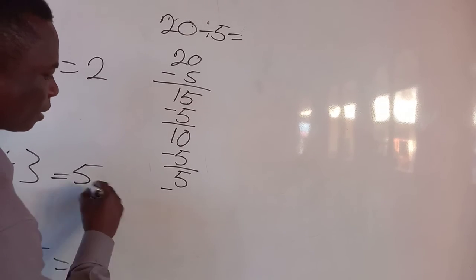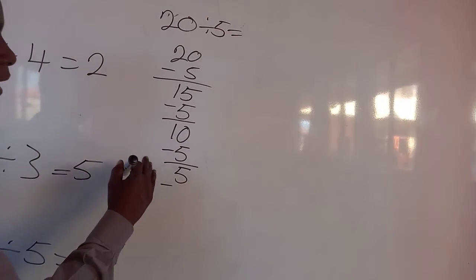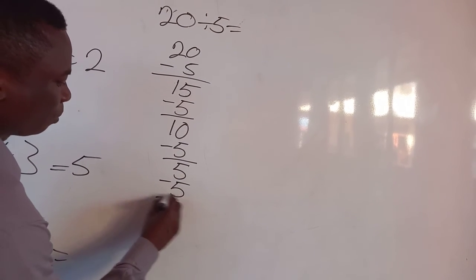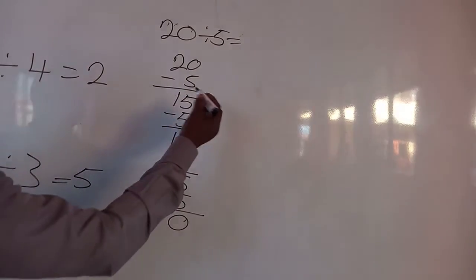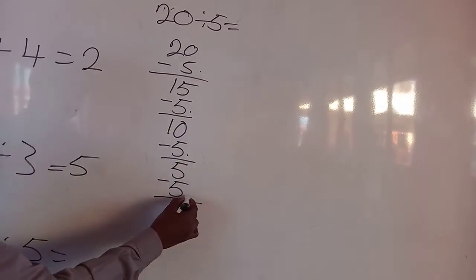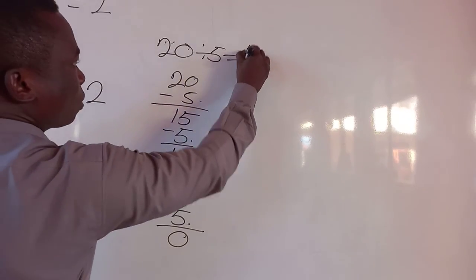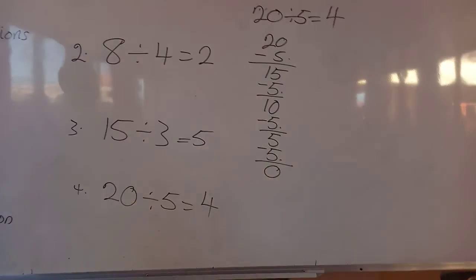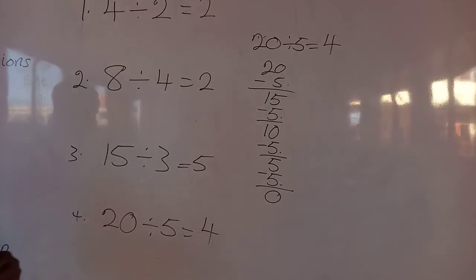Why are we subtracting 5 from this 5? Because it's equal to, and we said the answer should be less than. So 5 minus 5 will be equal to what? 0. Let's check the number of subtractions we've made. 1, 2, 3, 4. Therefore, 20 divided by 5 equals 4. Simple. This is the use of repeated subtraction.